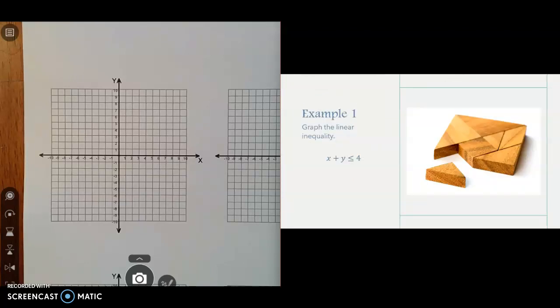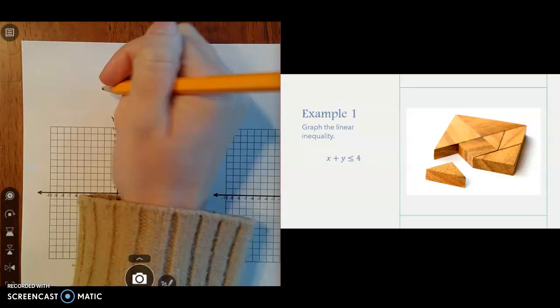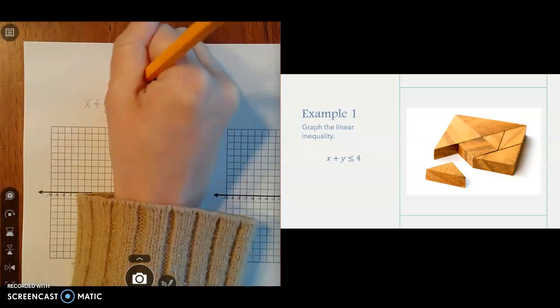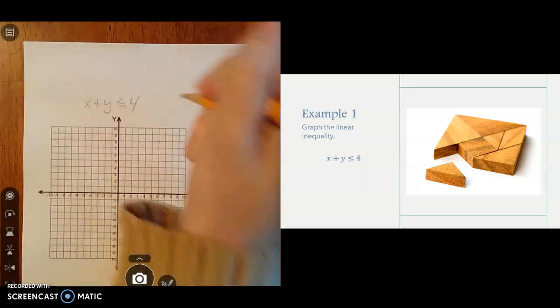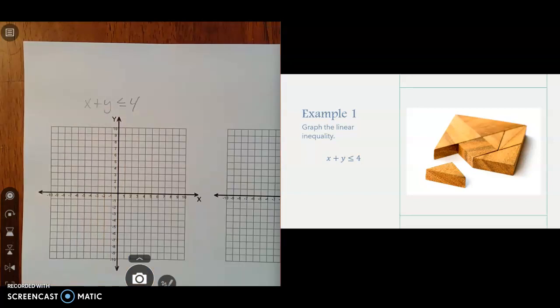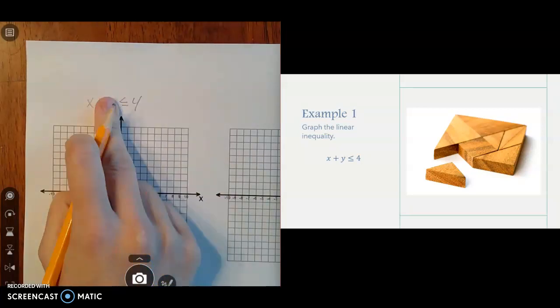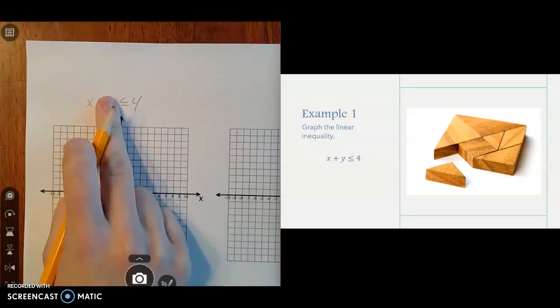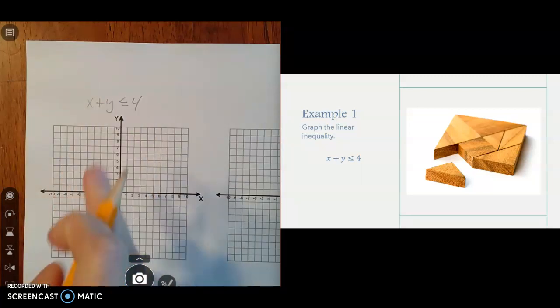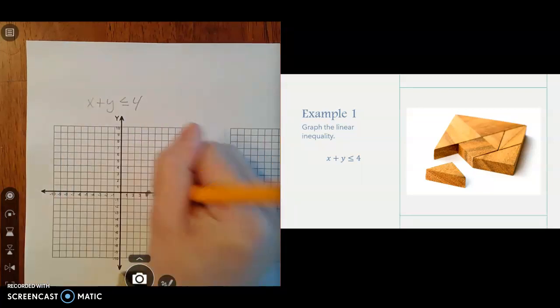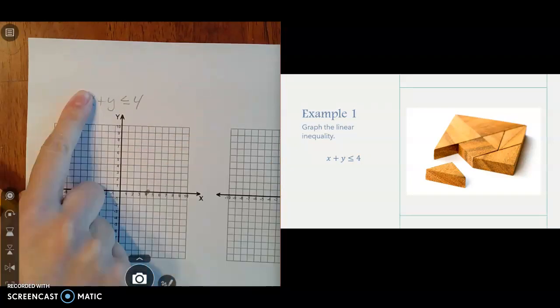My first example for you, we are going to do x plus y is less than or equal to 4. So if that was just an equal sign, the first thing I would think of is it's in standard form. I wonder if it has nice intercepts. So the x-intercept happens when y is 0, so my x-intercept would be at the point 4, 0. So I'll graph that. My y-intercept, that happens when x is 0. So my y-intercept would be at y is 4, so it would be the point 0, 4.